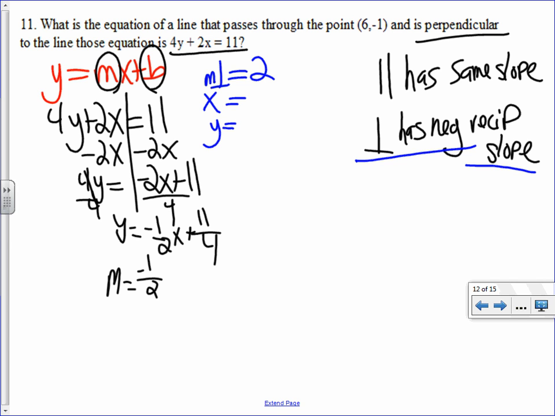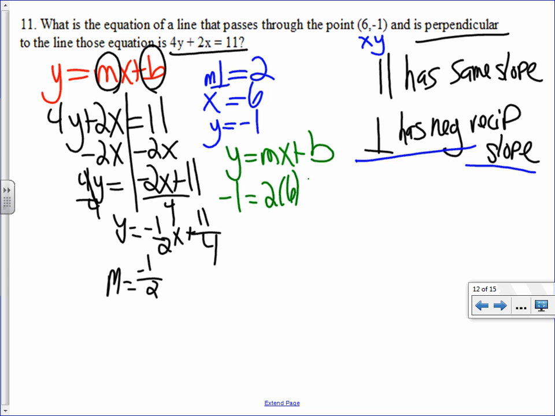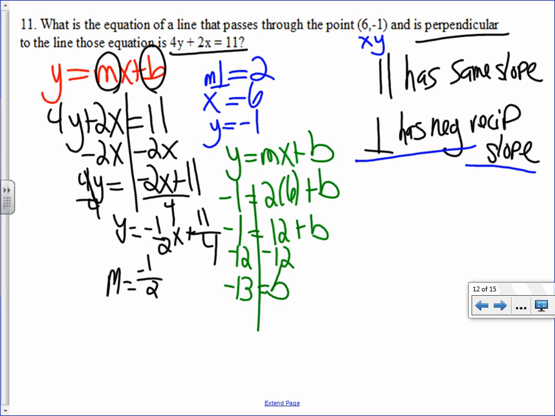My x and my y, I get from my point. To find my b now, I substitute into y equals mx plus b. Negative 1 equals 2 times 6 plus b. Negative 1 equals 12 plus b. Minus 12, minus 12. Negative 13 equals b. Here's my b. Here's my m. Y equals 2x minus 13.